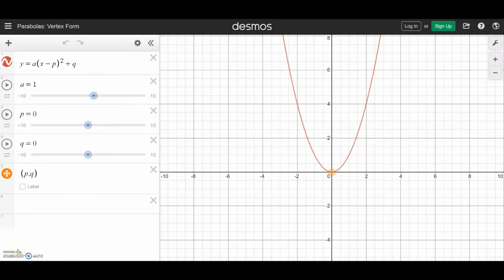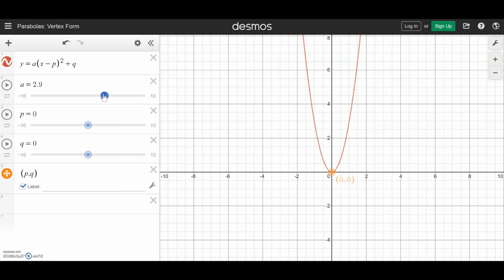On this prepared sheet in Desmos, we can see the equation of the quadratic function given in vertex form. We have a slider for a, p, and q, as well as the vertex identified. As we change a to be larger in magnitude, you can see that my parabola is stretched vertically, and therefore it looks narrower. Whereas if it ends up being a negative value, it flips and is reflected in the x-axis. Okay, so that makes it open down.